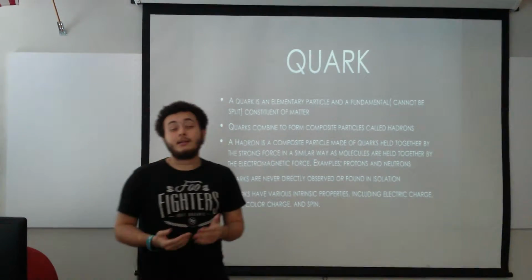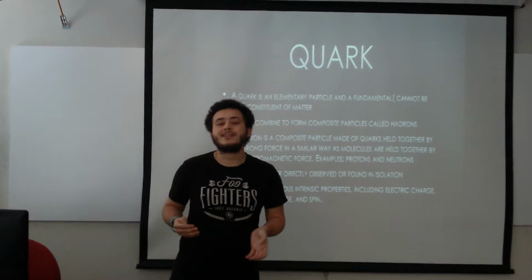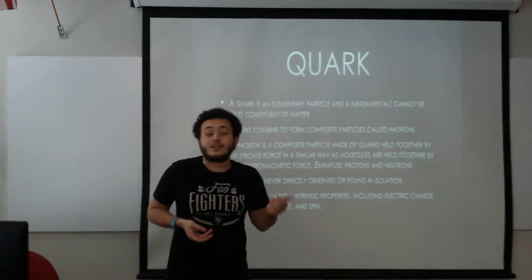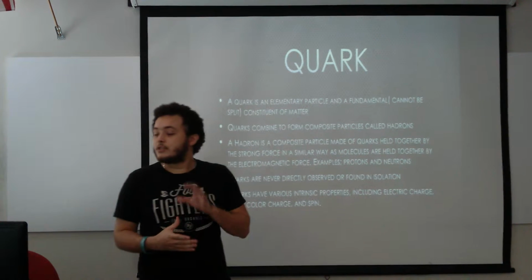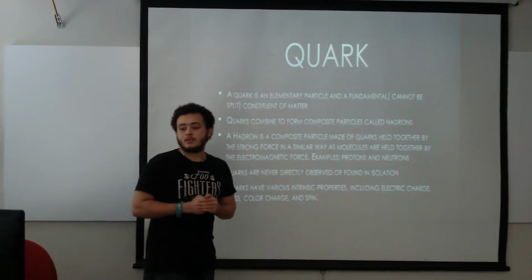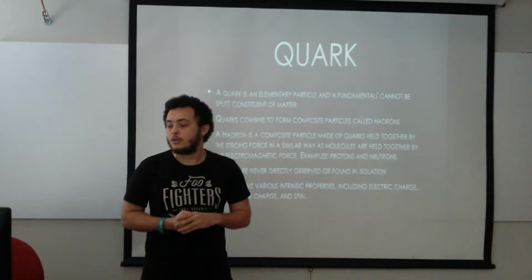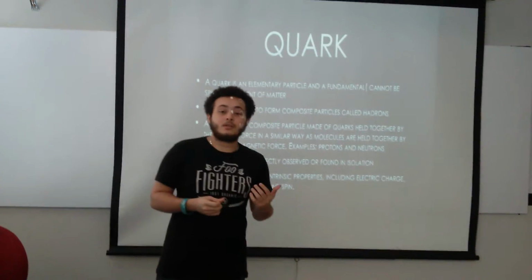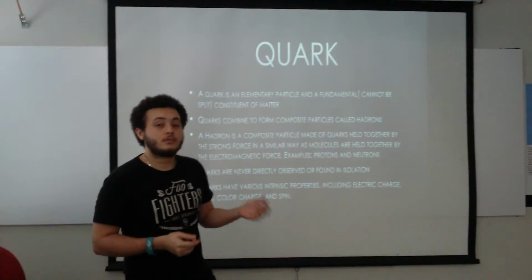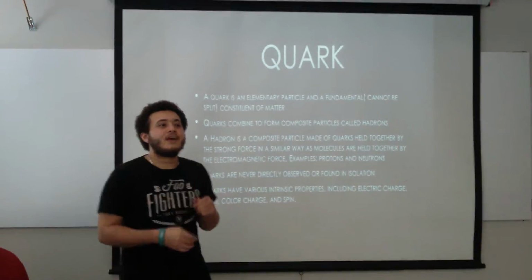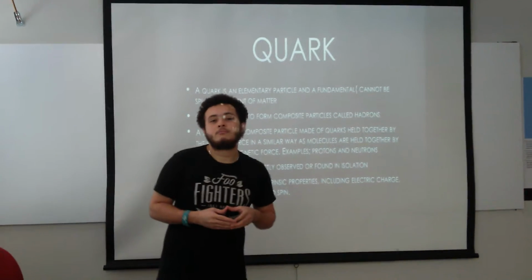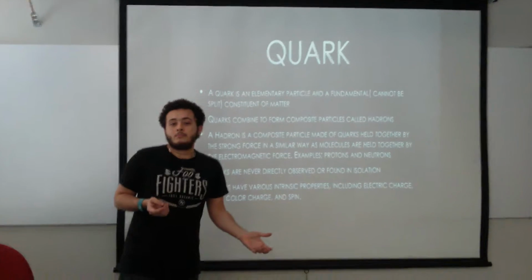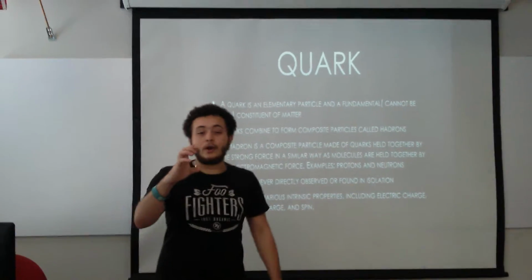A quark is an elementary and fundamental particle, which means it cannot be split into smaller particles. Quarks combine to form composite particles called hadrons. A hadron is a composite particle held together by strong forces, as molecules are. Some examples are protons and neutrons. Quarks are never directly found by themselves or in isolation. They always have another particle. Basically, you have a quark and an antiquark.